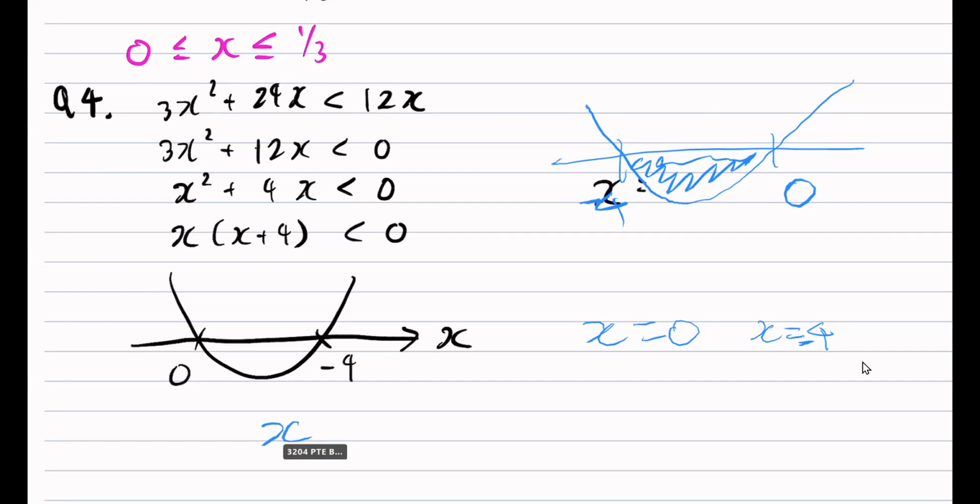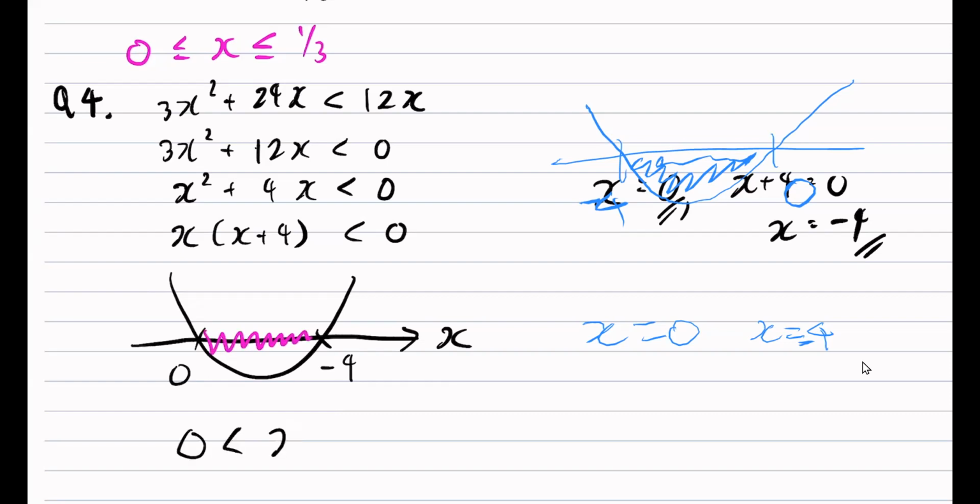If you cannot work out what the 0 and -4 are, then you do it step by step. Equate them to 0, make x the subject, -4, 0. Then after that, less than 0. So you focus on this shadow here. So the answer is 0 less than x less than -4. Easy? Yeah, okay.